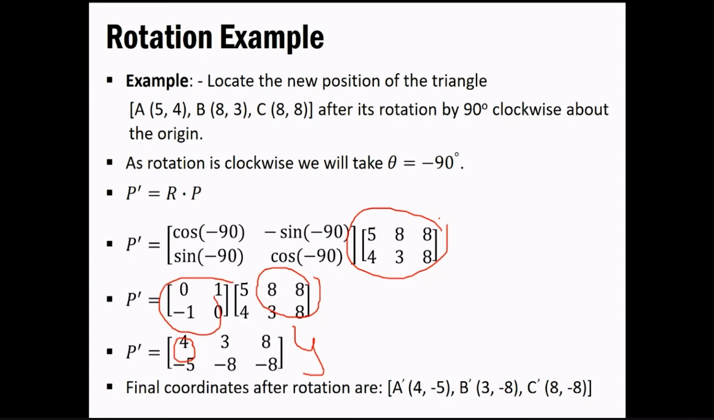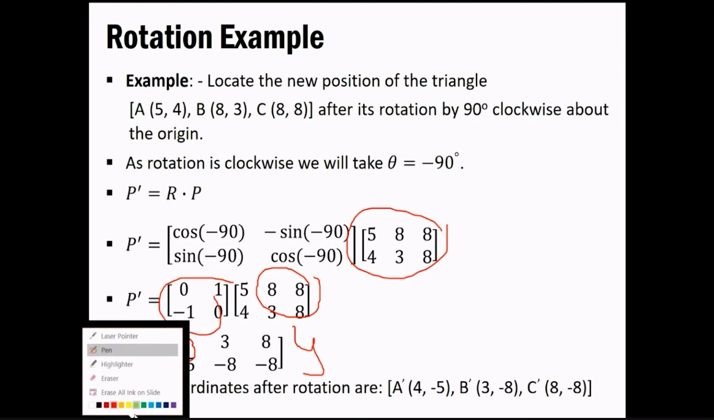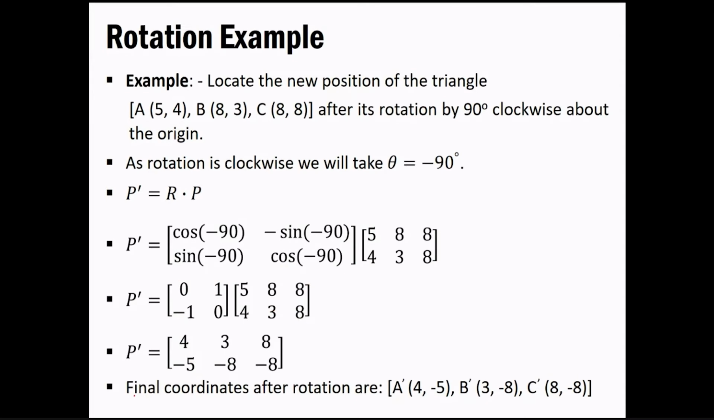Now the updated final coordinates after calculating all of this are a dash, b dash, and c dash: (4,-5), (3,-8), and (8,-8). So this is an example for the rotation.